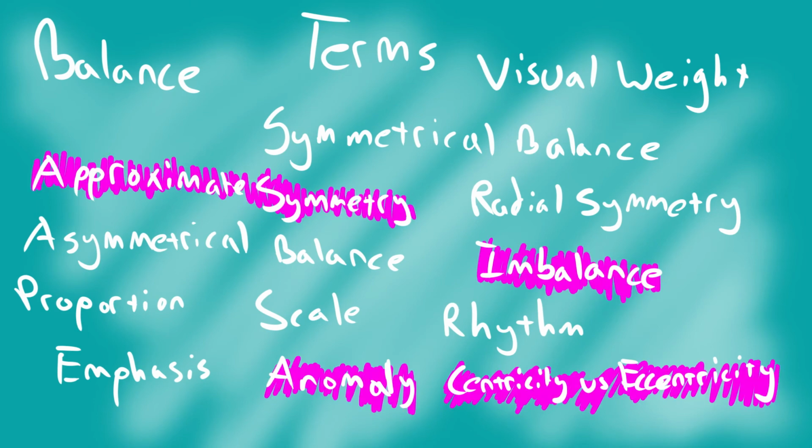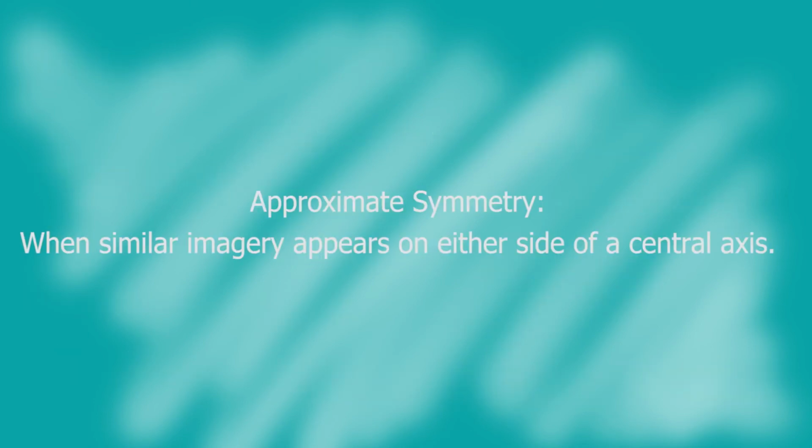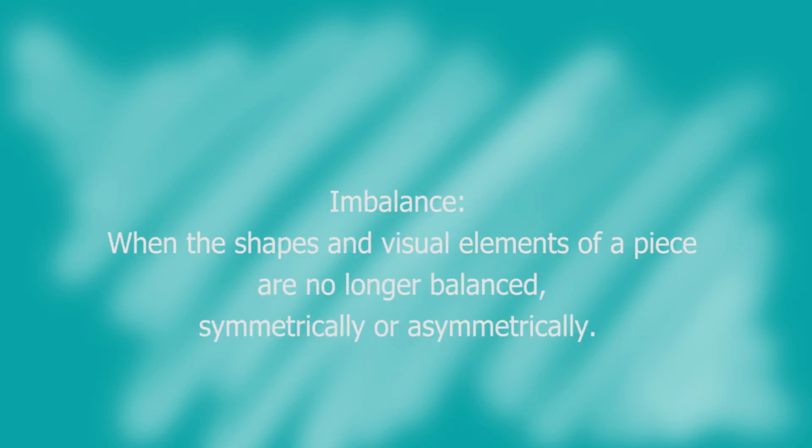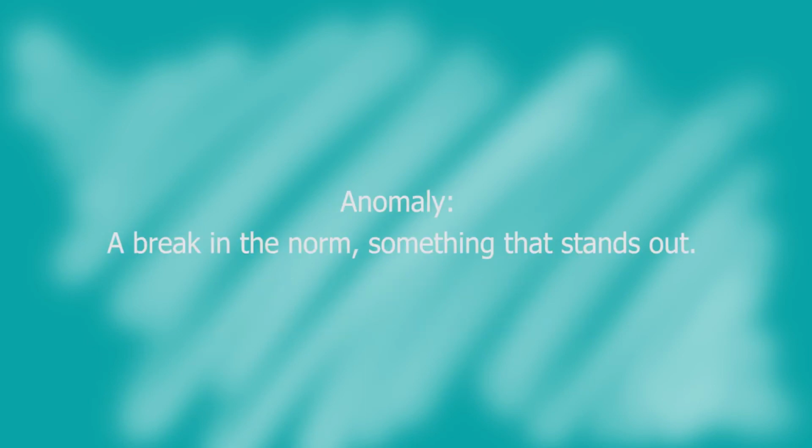Alright, 4 terms. We have approximate symmetry, when similar imagery appears on either side of a central axis. Imbalance, when the shapes and visual elements of a piece are no longer balanced, symmetrically or asymmetrically. We have anomaly, a break in the norm, something that stands out. And centricity versus eccentricity, a compressive compositional force versus an expansive compositional force.